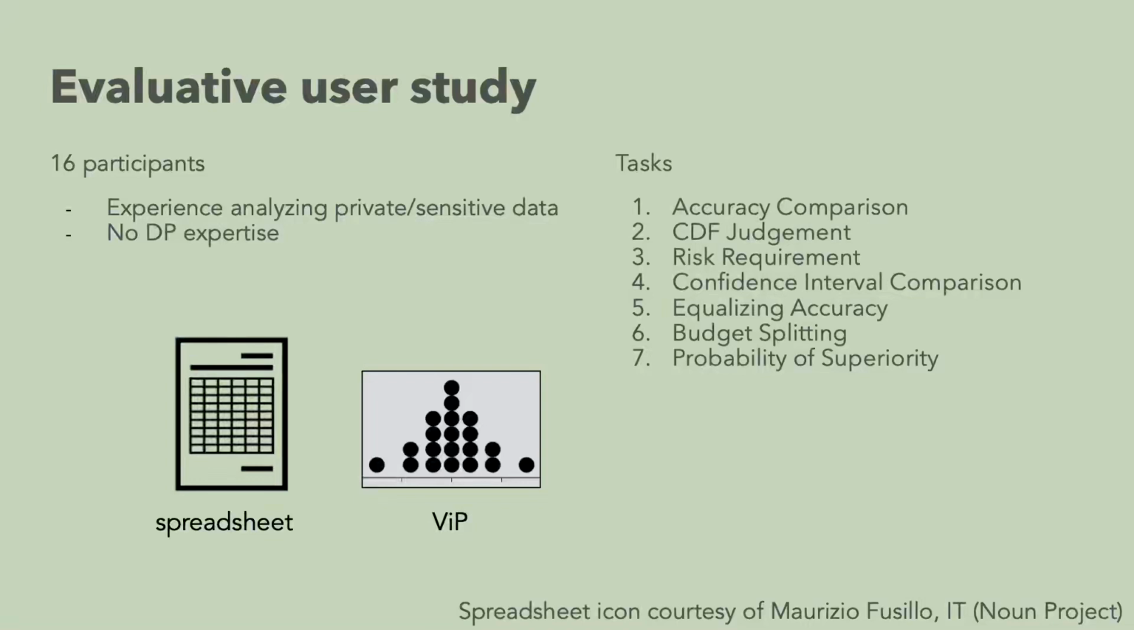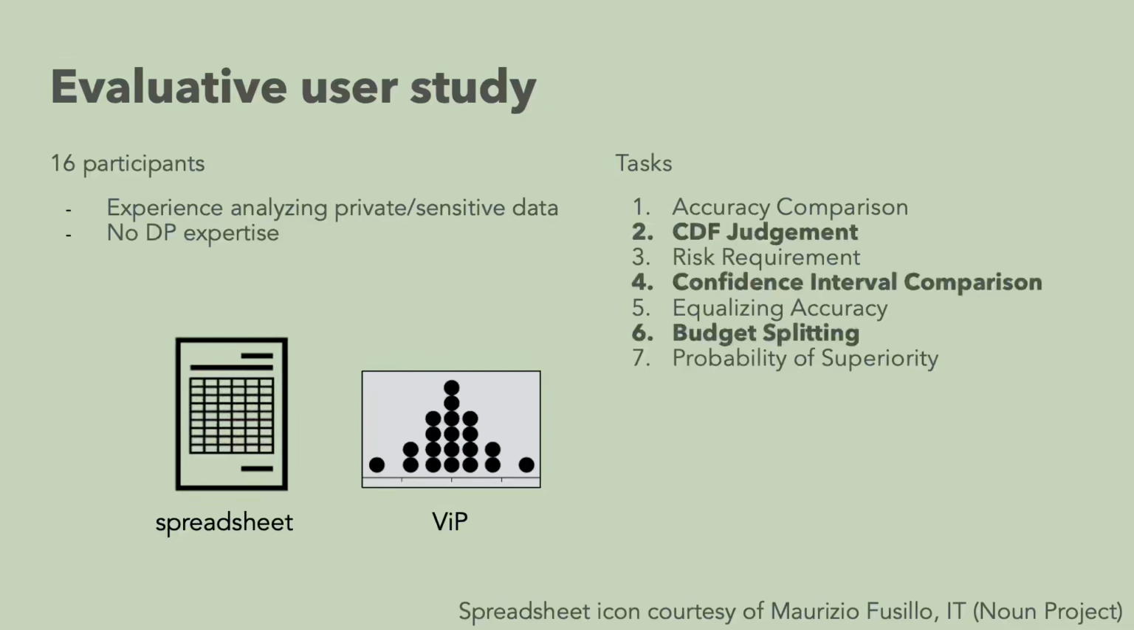To evaluate the effectiveness of VIP, we conducted a controlled user study with 16 participants. All participants had experience analyzing private or sensitive data, but none had any DP expertise. We asked participants to complete a set of tasks with both a spreadsheet and VIP. We counterbalanced the order of tasks and the spreadsheet and VIP. We designed the spreadsheet to mimic the types of information data curators might currently have when making releases under DP. For example, participants could set the privacy budget, and the spreadsheet would update the maximum distance the privacy-preserving release would be from the query result 95% of the time.